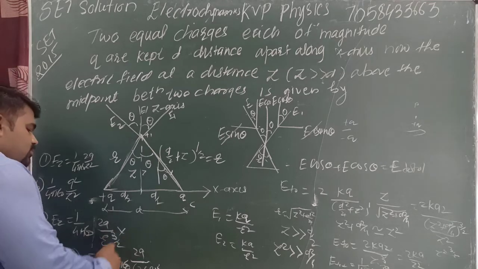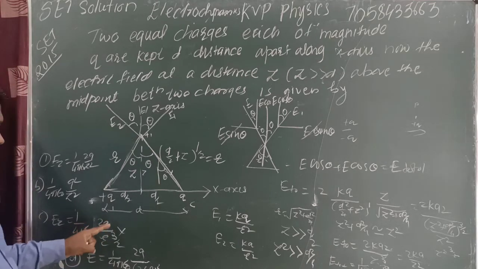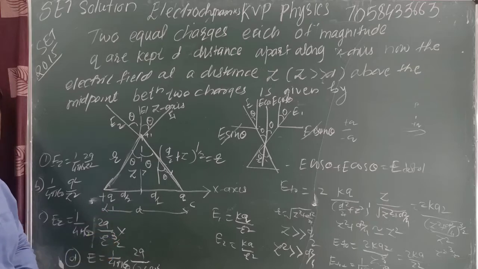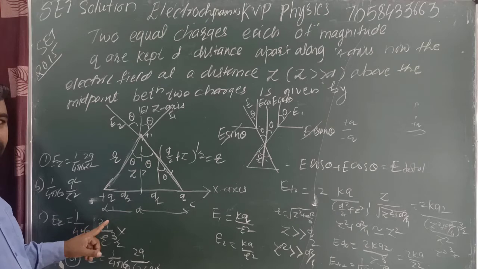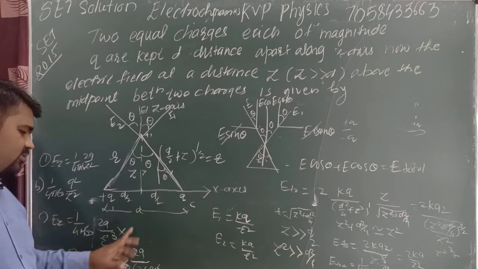Suppose it were in a Z and r cube form, then this answer would also be correct. But here they have given only r cube and Z is absent here. This means this option is not correct.